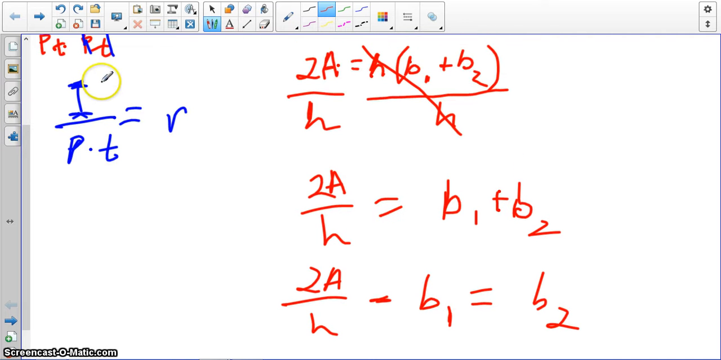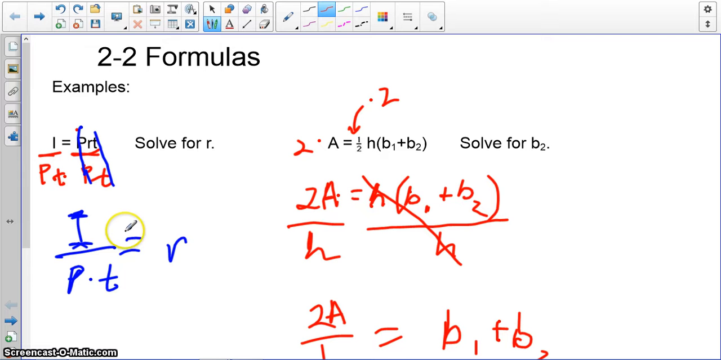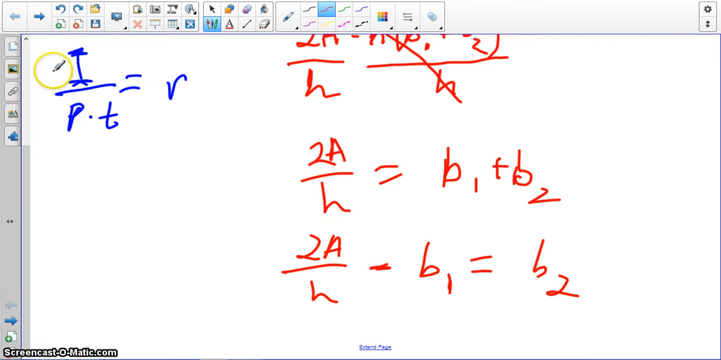All right, so R is solved for by itself. So we solve for R in the blue. B2 is by itself, so we solve for B2 in this one. All right, so here's the hardest one, I think.